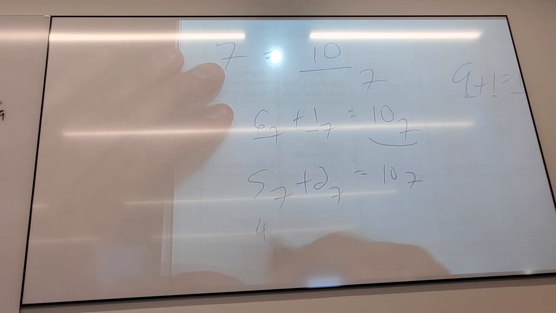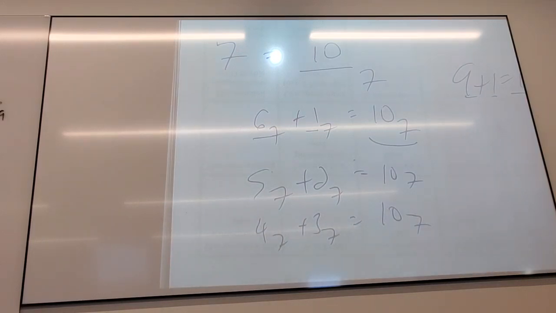10 base 7. What is 4 base 7 plus 3 base 7? 10 base 7. Okay. Let me stop for a minute.